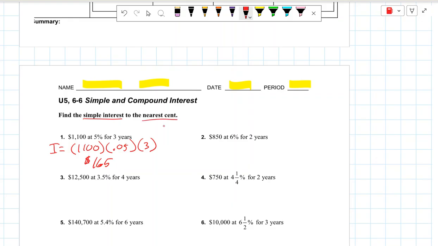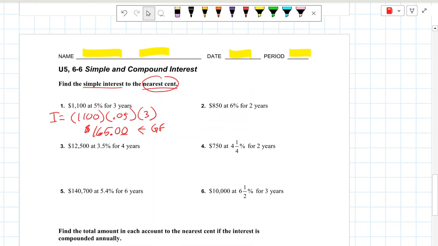It does say go to the nearest cent. So let's go to that cent. That is the nearest cent, 0, 0. So on the Google form, you're probably going to have to put 0, 0 for your pennies because it does say nearest cent. Okay, so that's how those work.